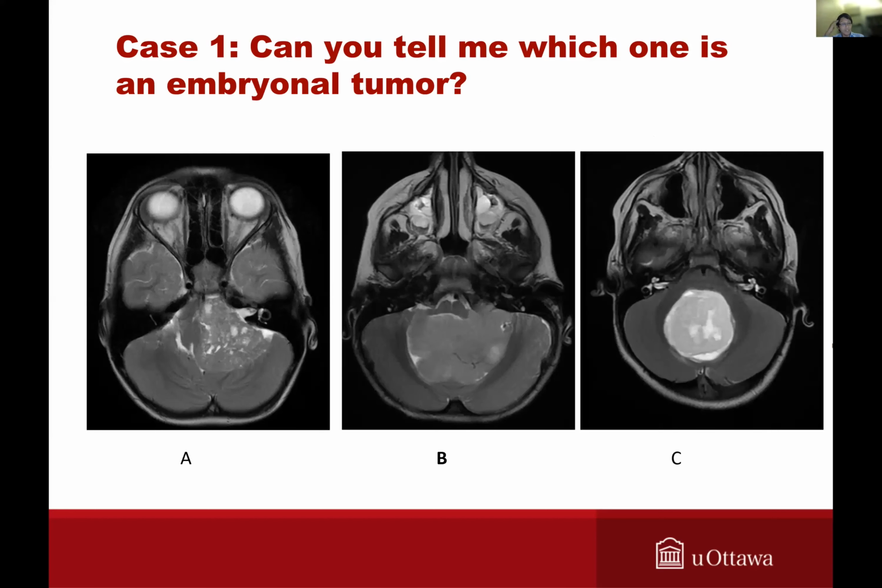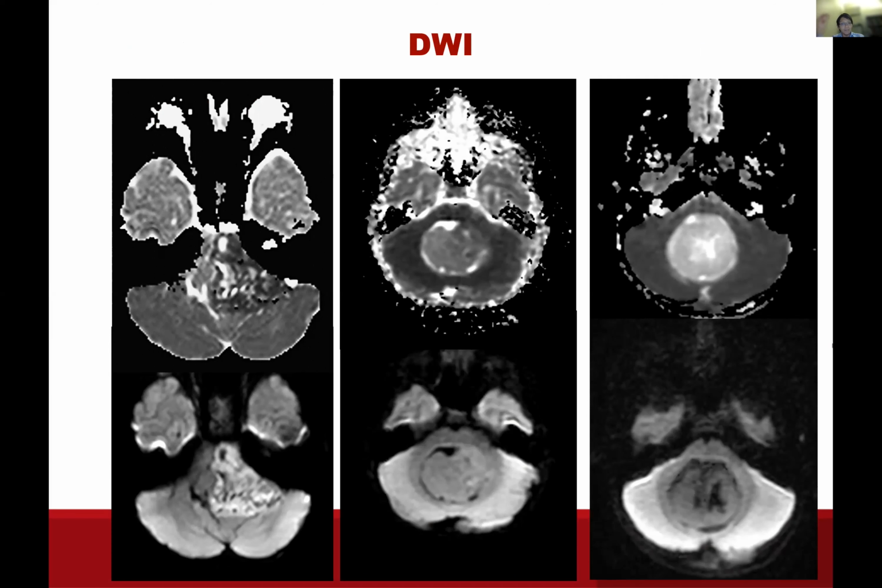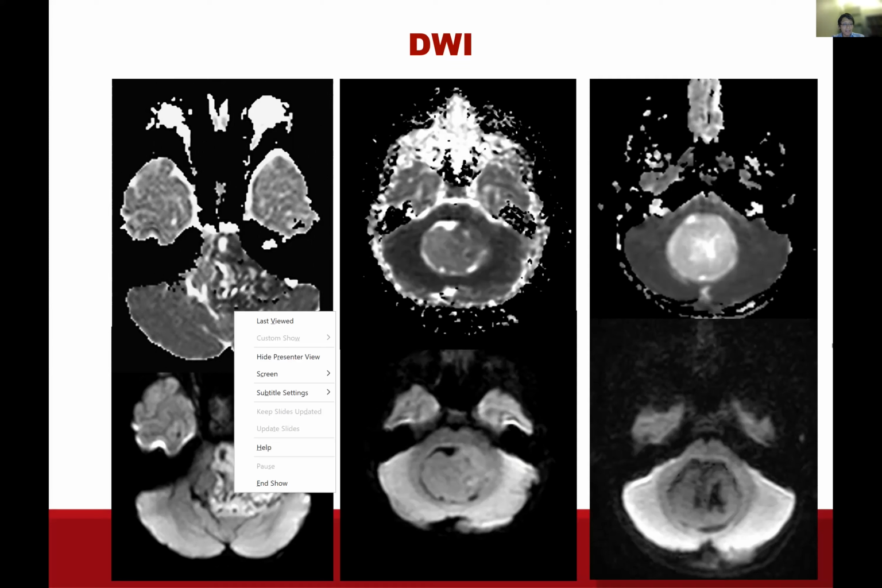I always ask this question to my residents and fellows. I show them these three images and I ask them which one of these is an embryonal tumor. Of course they say C is the embryonal tumor. Some say no, B is the embryonal tumor, but they never say A, because I think it's not a traditional medulloblastoma that is in the midline. But I always tell them that the most important sequence for detecting embryonal tumors is diffusion. And in diffusion, you have to look at the ADC values, and the ADC values usually are decreased in patients with embryonal brain tumors.